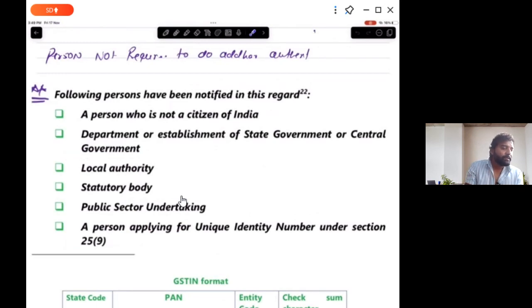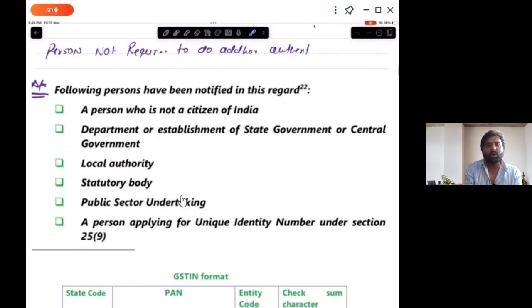And one more thing is how I can apply and how the department will respond. Now, these people do not need to do any Aadhaar authentication. And who are they? A person who is not a citizen of India, a department or establishment of any state government or central government, local authority, statutory bodies, PSUs, and a person applying for UIN. So these are the people who don't have an Aadhaar number. A person who is not a citizen of India doesn't have an Aadhaar number. Government departments don't have an Aadhaar number. Local authorities, statutory bodies, PSUs, they don't have an Aadhaar number.